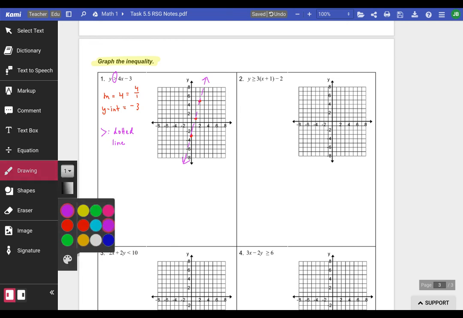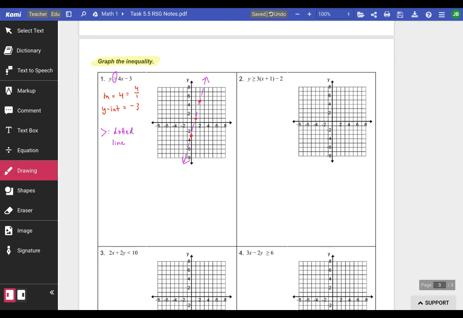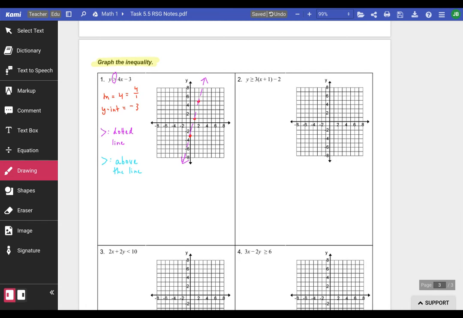Then the last thing I have to do is decide where to shade. Since I have a greater than, that means I'm going to shade above the line. So if I look at my line and I look up, that means I'm going to shade everywhere that would be on that side of the line. And so this would be a complete graph.